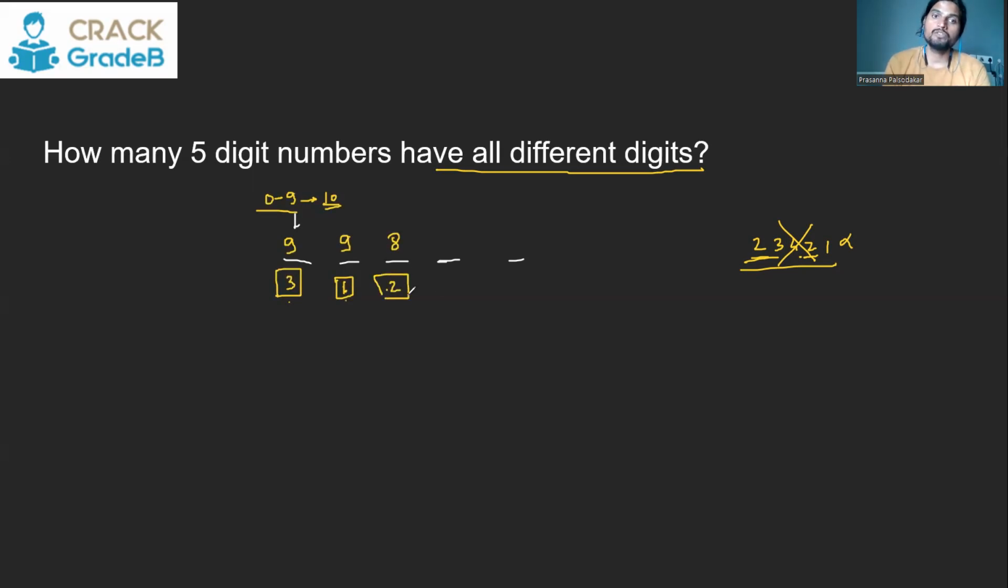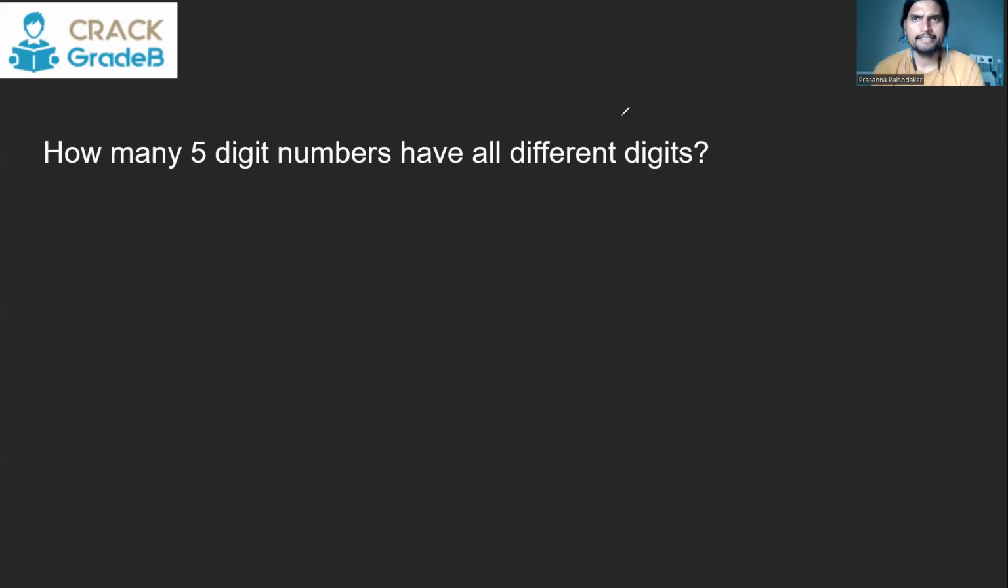Say I put 2 here. Can I put 2 here? No. 1 here? No. 3 here? No. So one choice will get reduced, 7. And if I put, let's say, 4 here, here I'll have only 6 choices. So one choice will keep reducing. So 9 into 9 into 8 into 7 into 6. Those many 5-digit numbers will have all different digits. If you want, you can solve this or leave it there. It is just about the calculation part. Let's see the next one.